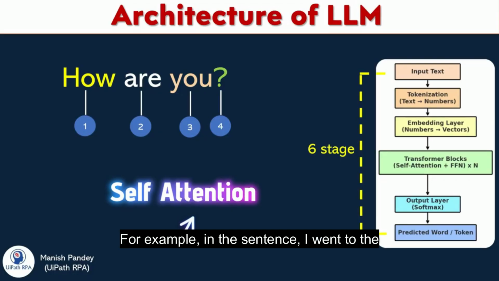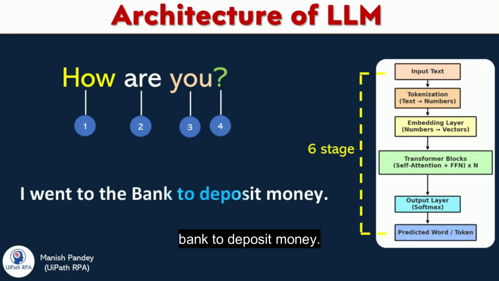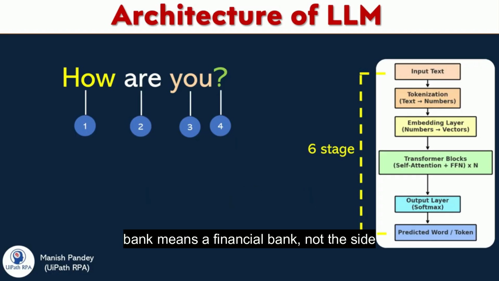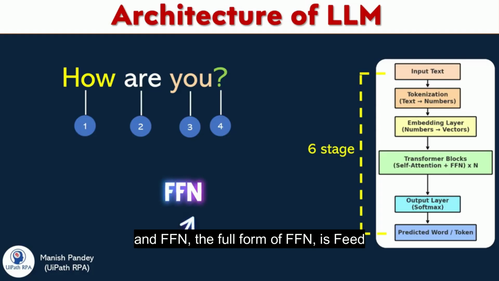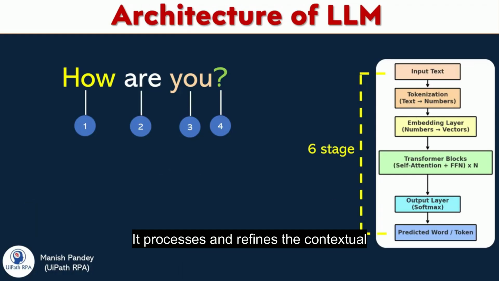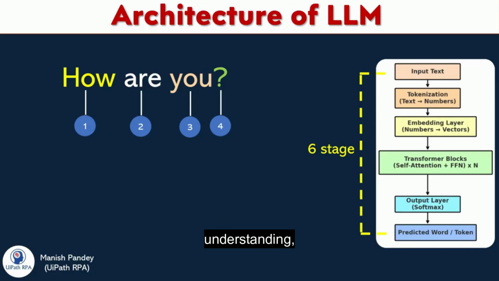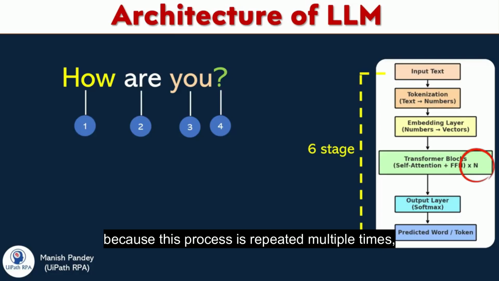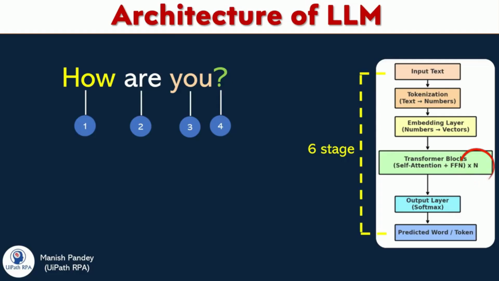For example, in the sentence, "I went to the bank to deposit money," here bank means a financial bank, not the side of a river. And the attention mechanism helps the model figure this out. And FFN, the full form of FFN is Feed Forward Neural Network. It processes and refines the contextual understanding, and this process is repeated multiple times. You see the multiply n because this process is repeated multiple times.